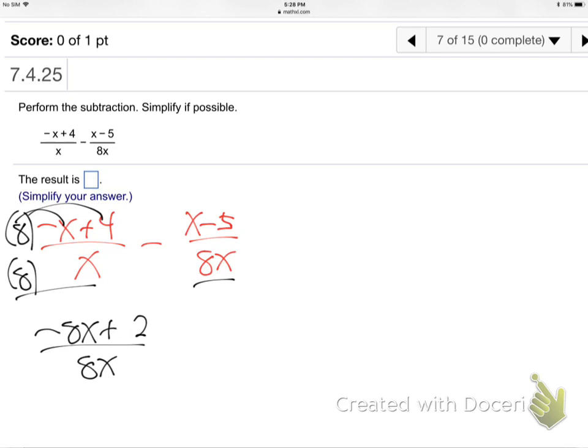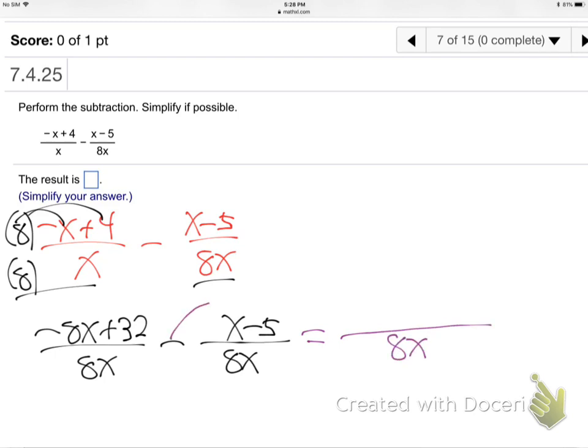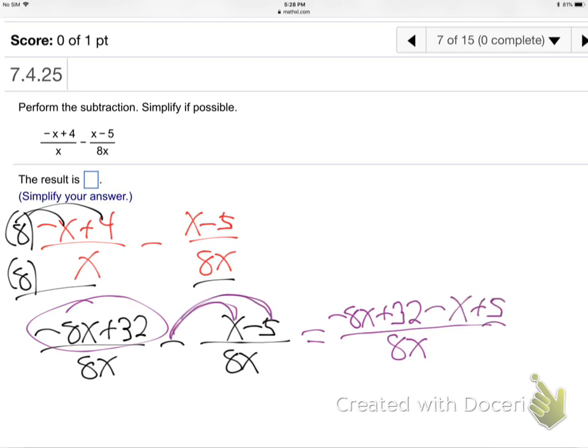Minus x minus 5 over 8x. Okay, now we can combine them into one fraction. Now you got to be careful. What does that minus do? It distributes to both of those two in the upper right. Super easy mistake to make. So minus 8x plus 32 from this stuff, and then boom, boom, minus x plus 5, right? Plus 5 back there. Easy mistake to make.